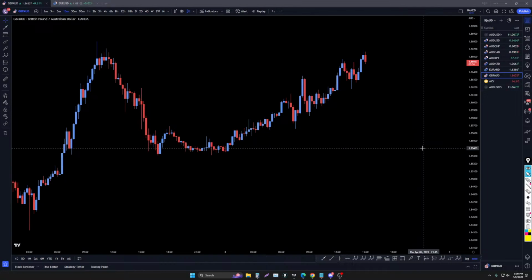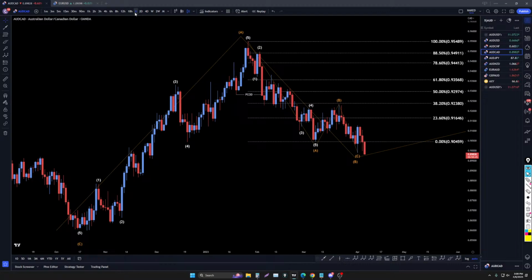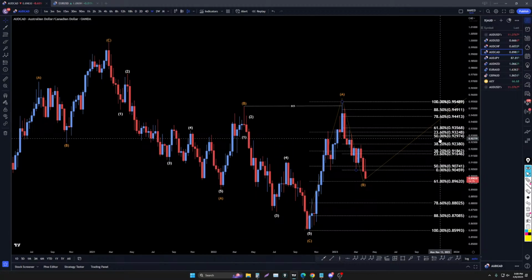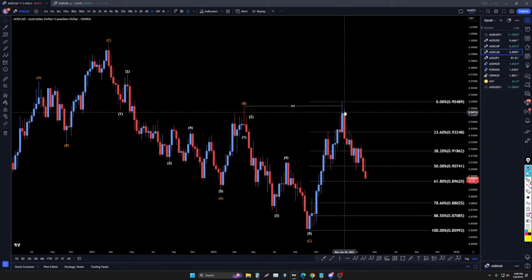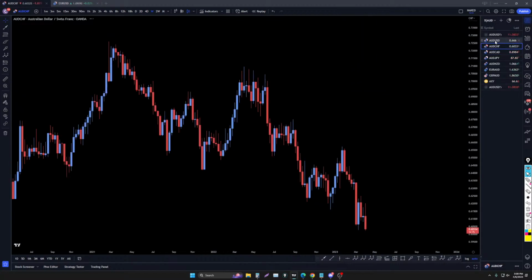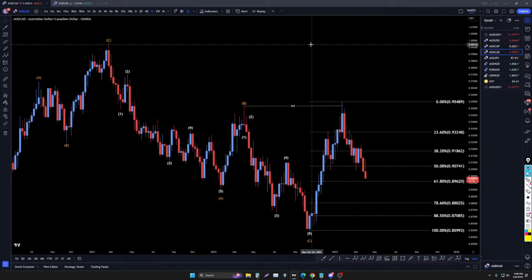So let's see. We got the pound Aussie, we got the Euro Aussie, Aussie Swiss, and Aussie Canadian. I think I almost forgot the Aussie Canadian. Looking at the other Aussie pairs, we may have to reevaluate this thing also as being a wave B. We may have to look at the Aussie dollar as not being a wave B too, really, but right now we're still calling it a wave B.